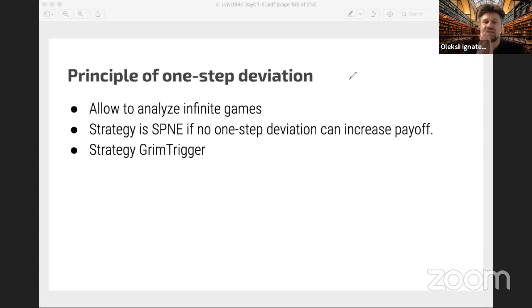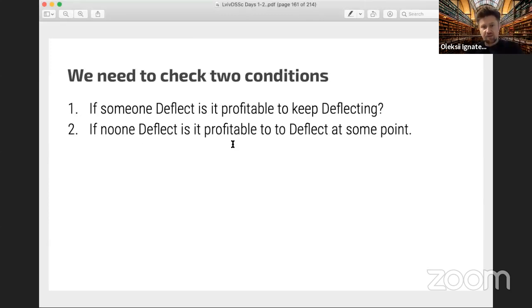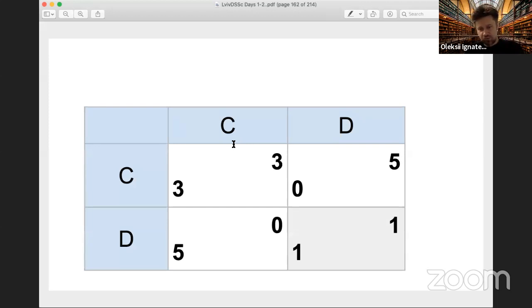And to understand whether this is an equilibrium strategy, we need to calculate the payoff for possible deviation. If we use grim trigger strategy, and someone defects, is it profitable for him to keep defecting? And if no one defects, is it profitable to defect at some point for the other player, or for me? So we know this matrix.